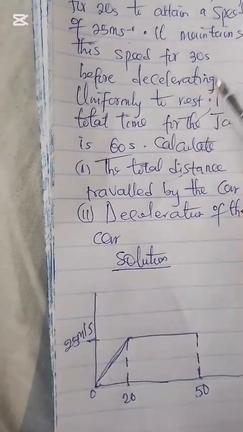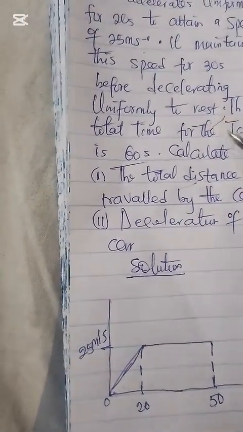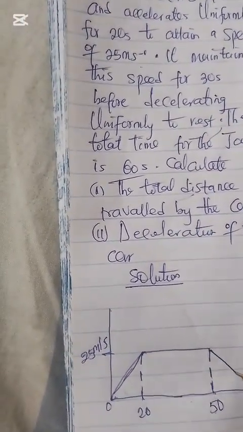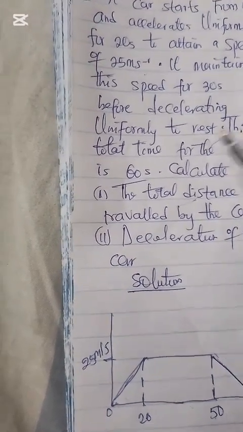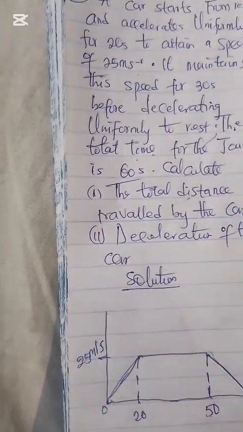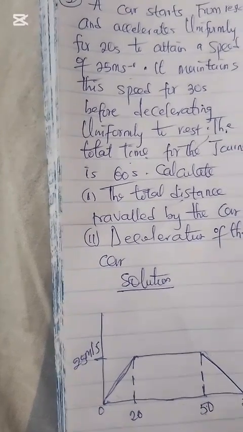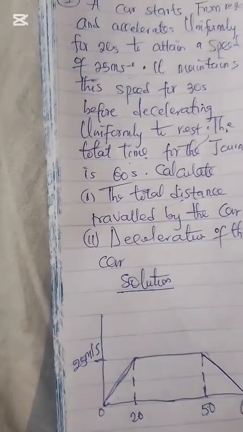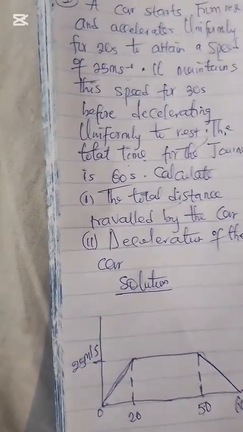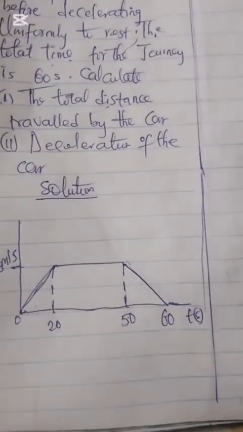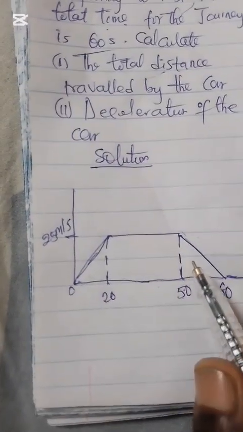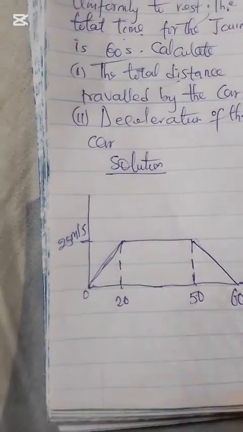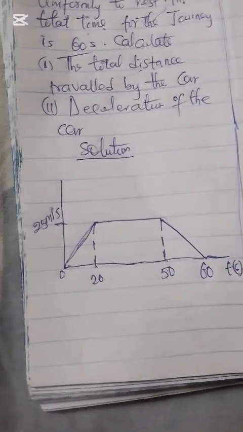Before decelerating, meaning that the object is now brought to rest. So it now decelerates to rest. So decelerate is this particular line. And then I say that the total time for the journey is 60 seconds. So just add 10 to 50, which will give you 60 seconds. And we are now asked to, remember this is time in seconds, calculate the total distance covered. So what will be the total distance covered? The total distance covered will be the area of this particular shape formed.